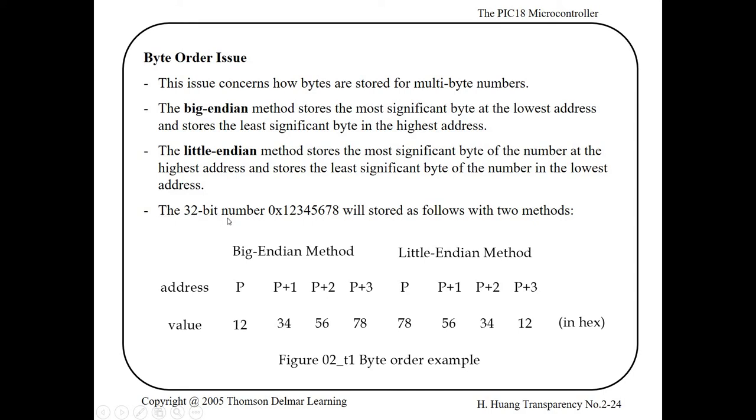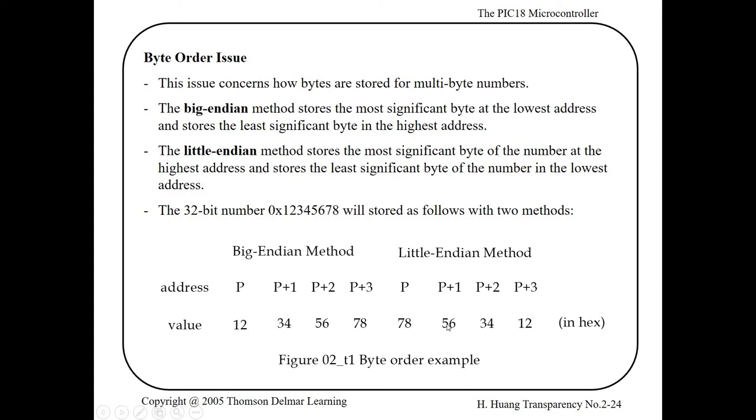Okay, let's see an example and let's see if you can get it clear or not. Let's say you have a 32-bit number, hex 12345678. How do you know that this is 32? There are 8 digits, and each digit is 4 bits, right? So if you follow the Big-Endian method, look at the address and value. P means the lowest address. P plus 1 means the next, higher address, and so on. So the Big-Endian method, at the lowest address, stores the most significant byte: 12, then 34, 56, and 78.